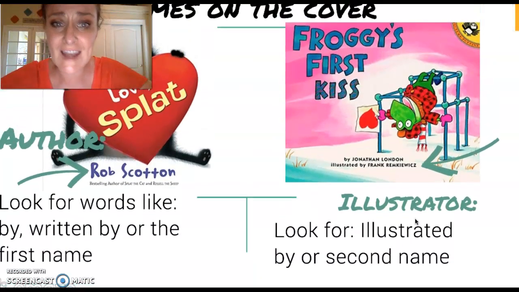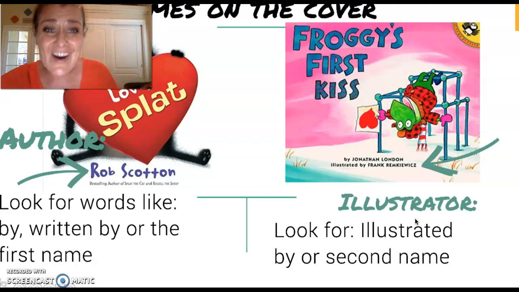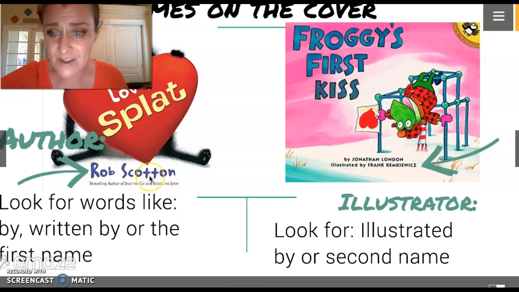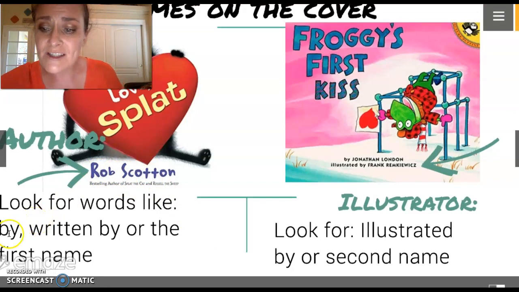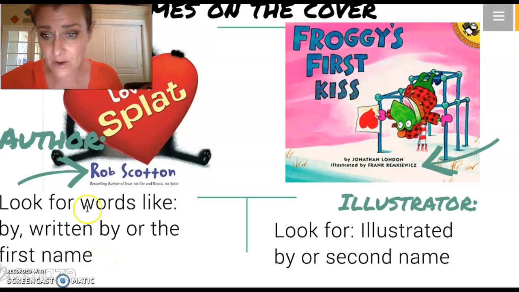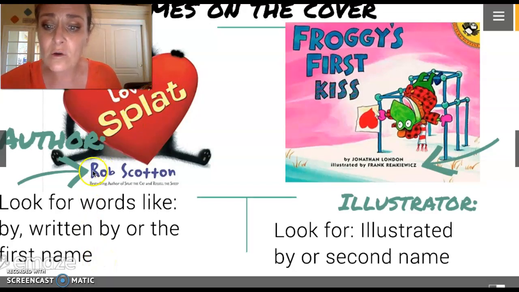When we look at the names on the cover, that is what will tell us who the author is and who the illustrator is. The author is the person that wrote the words of the story. Look for words like by, written by, or just the first name on the book. Love Splat only has one, Rob Scotton.